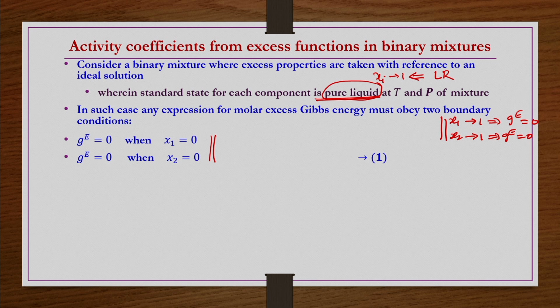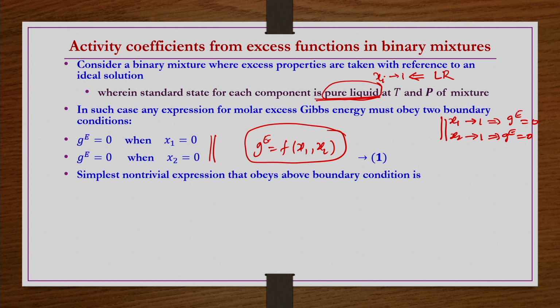So, that means indirectly you should have GE as a function of x1 and x2 in such a way that this function obeys these two boundary conditions. The simplest one is that x1 and x2 are multiplied in each term of that function, with some powers or something like that. Then it is possible that these two boundary conditions would be satisfied. But we start with the simplest one: GE is equal to A x1 x2.